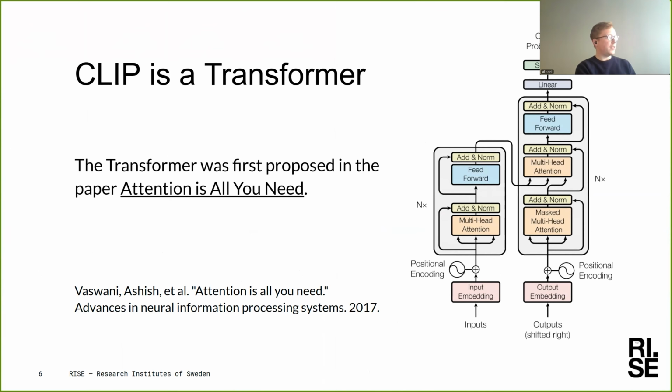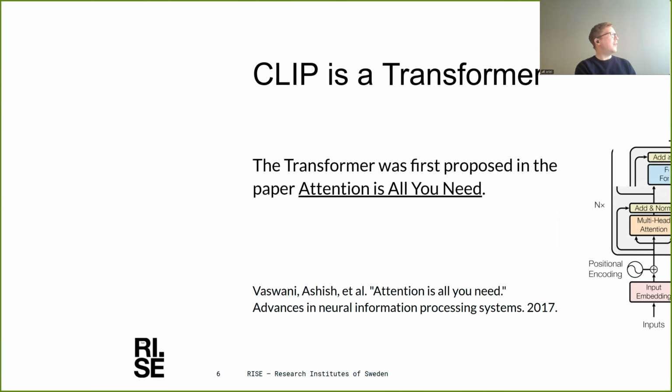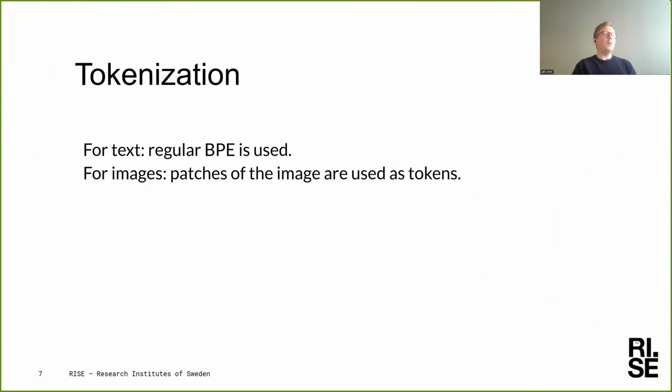CLIP is a transformer model. Transformers were first introduced in 2017 for text, and it made a really big impact on the text world. But since then, we have discovered that transformers are good for almost anything. In CLIP, they use a lot of models, but the best performing models for images and for language are both transformers. For text, you tokenize text with something called byte pair encoding, and that is what has been used for transformers since the beginning.